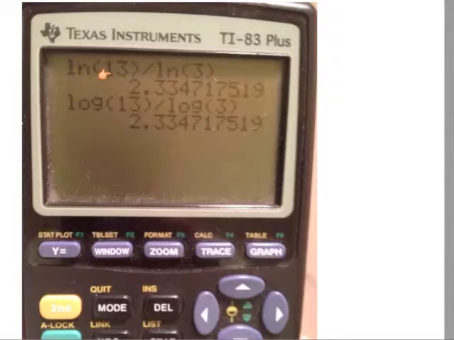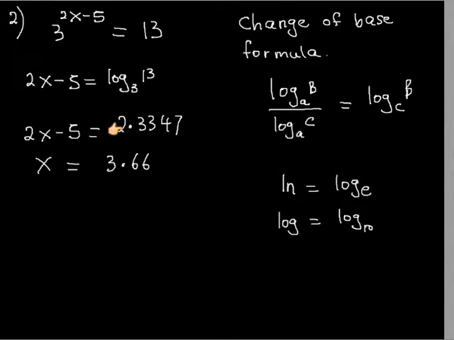So ln 13 divided by ln 3 gives me 2.3347. And I've actually shown here that if you pick log 13 divided by log 3, you'll still get the same answer. So either one works. I have on my calculator, I figured this out, and that's the answer right here. And you can solve for x quite easily, and the answer is 3.66.